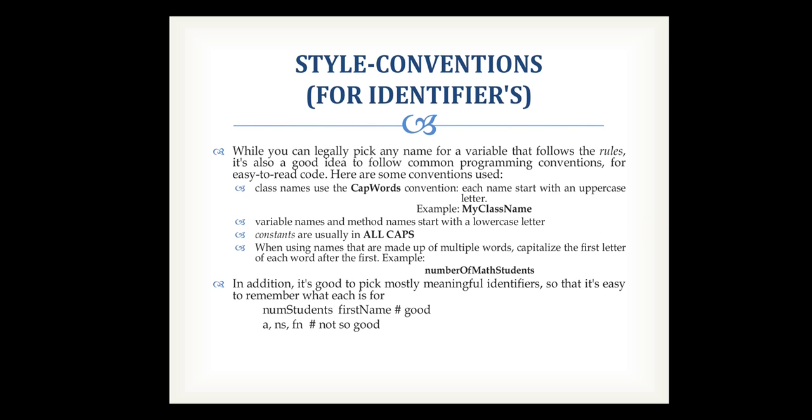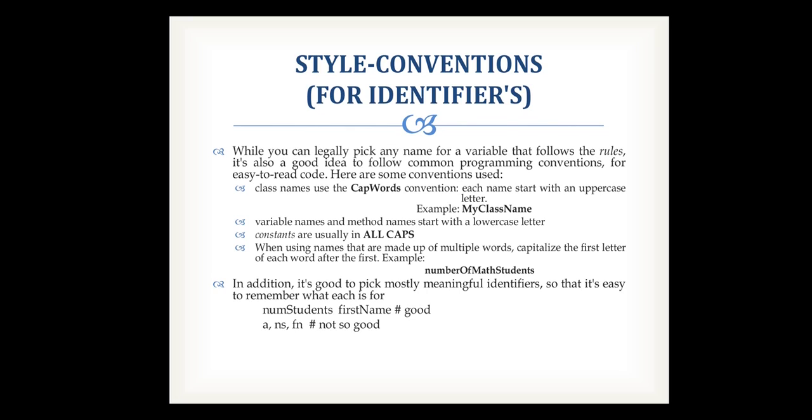Next, style conventions for identifiers. You can specify different styles for a style convention, or you can go as per your choice. While you can legally pick any name for a variable that follows the rules, it's also a good idea to follow common programming conventions for easy-to-read code. Here are some conventions used.